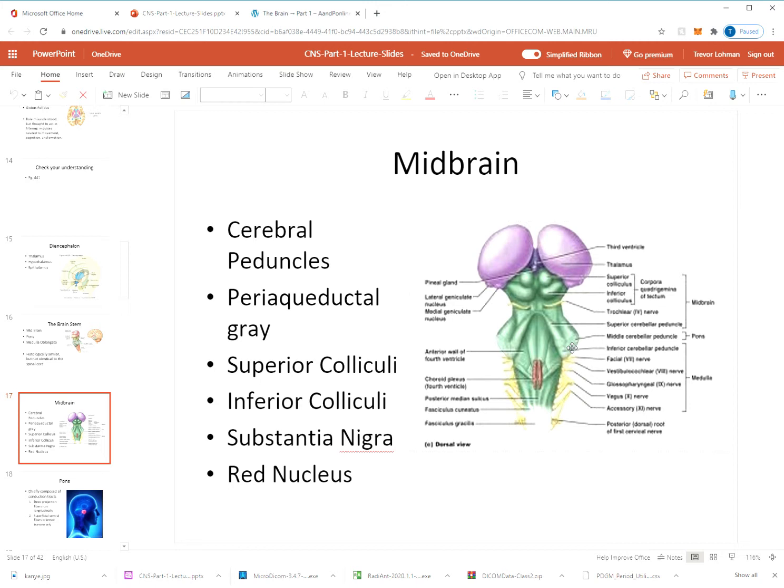Substantia nigra, this is a gray area within the midbrain, I believe. It's involved in Parkinson's disorder. You have a dopamine deficiency that develops there for whatever reason, and you get Parkinson's syndromes.